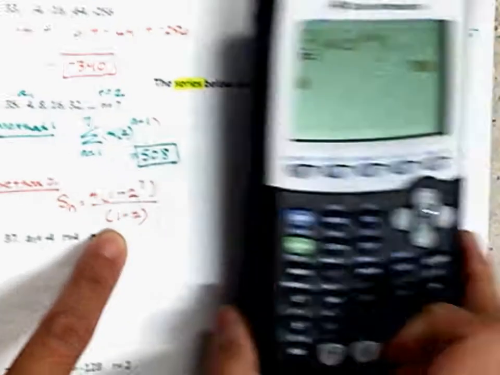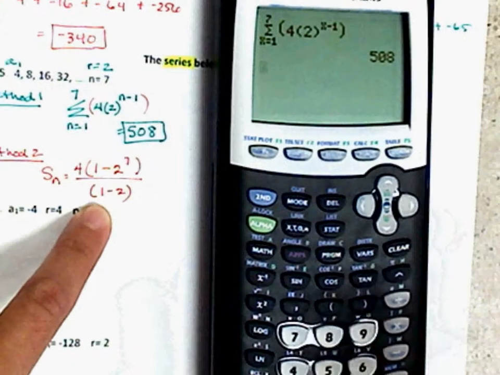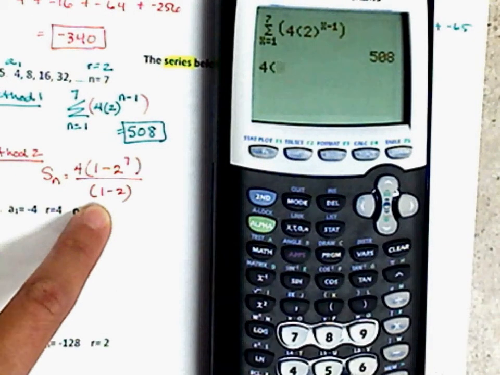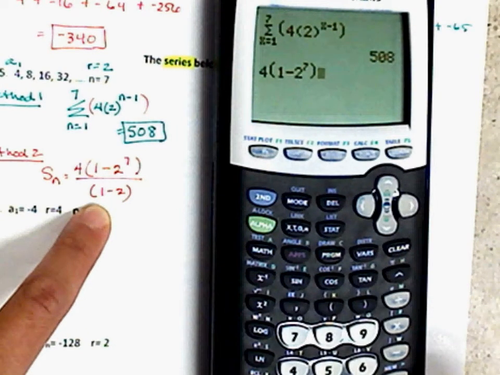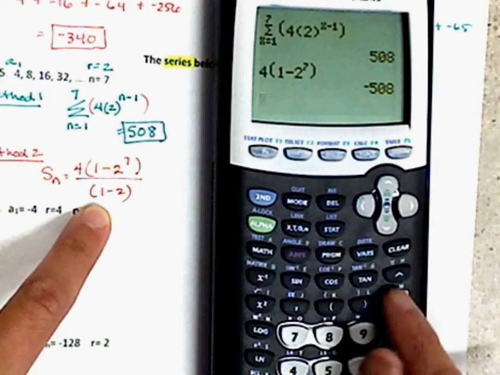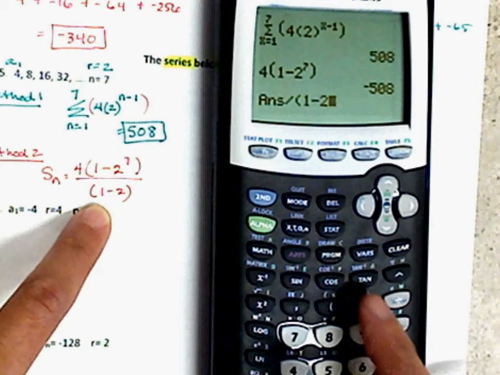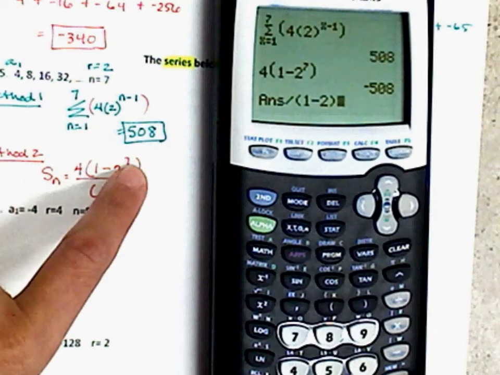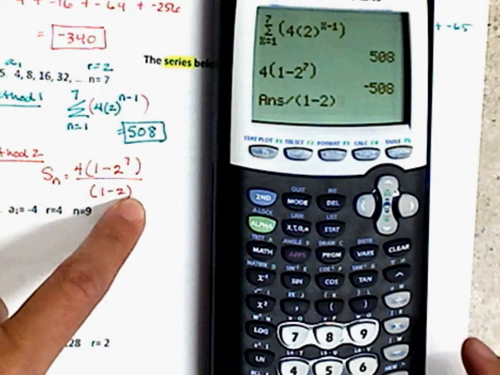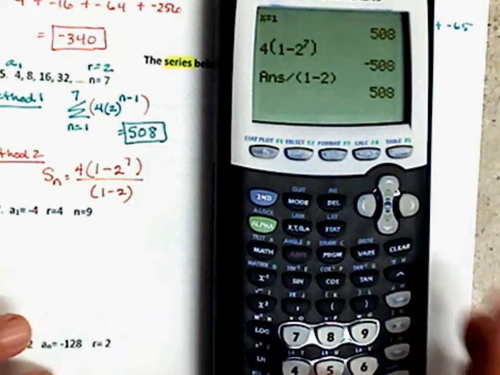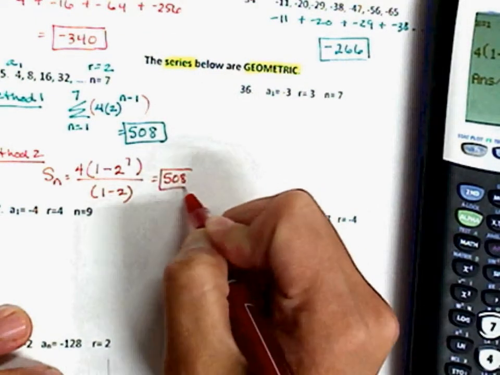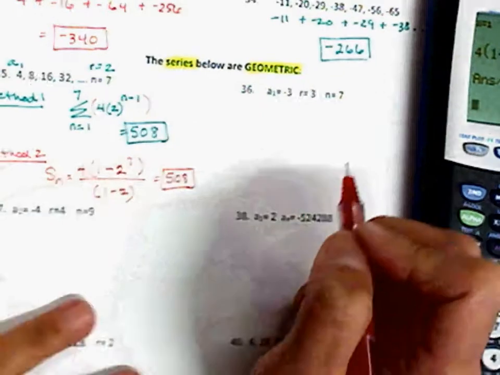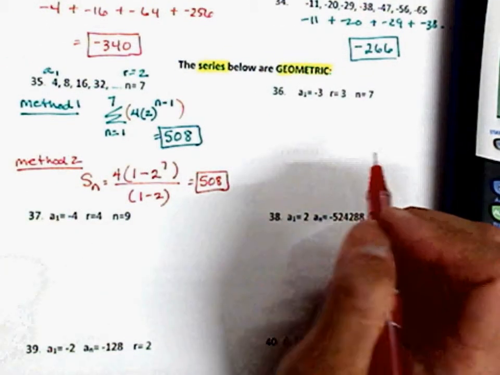This would be your second method. Type this very, very carefully, okay? 4, parentheses, 1 minus 2 raised to the 7. Get out of that. There's your parentheses. Now, push enter. Divide by 1 minus 2. If you get in that habit of taking care of your numerator, equal, then divide by the denominator, you won't get it wrong. That comes out to be 508. Same answer. 2 different methods. You could have done the third, but that one will take even longer, so I'm not going to do that.